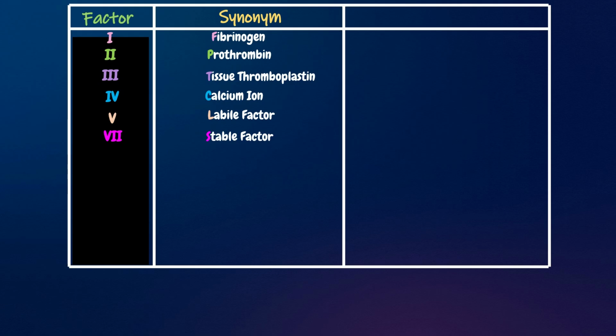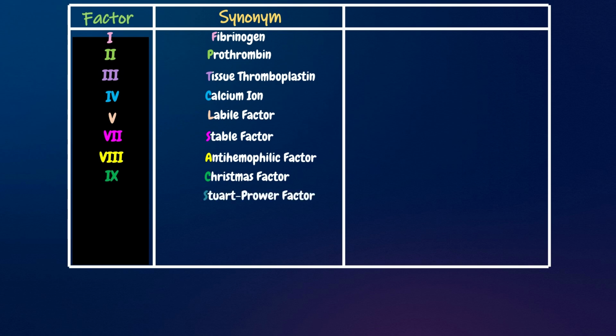Stable factor is factor 7. Anti-hemophilic factor is factor 8. Christmas factor is factor 9. Stewart-Prower factor is factor 10. Plasma thromboplastin antecedent is factor 11. Hageman factor is factor 12. Fibrin stabilizing factor is factor 13.